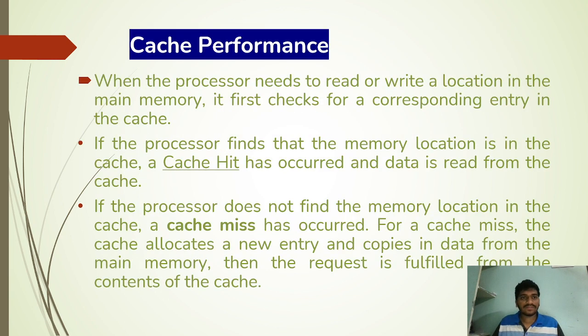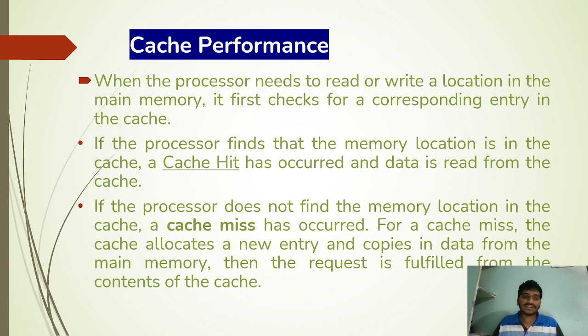The next topic is the performance of the cache. When the processor needs to read or write a location in the main memory, it first checks for a corresponding entry in the cache. If the processor finds that the memory location is in the cache, a cache hit has occurred and data is read from the cache. If the processor does not find the memory location in the cache, a cache miss has occurred.